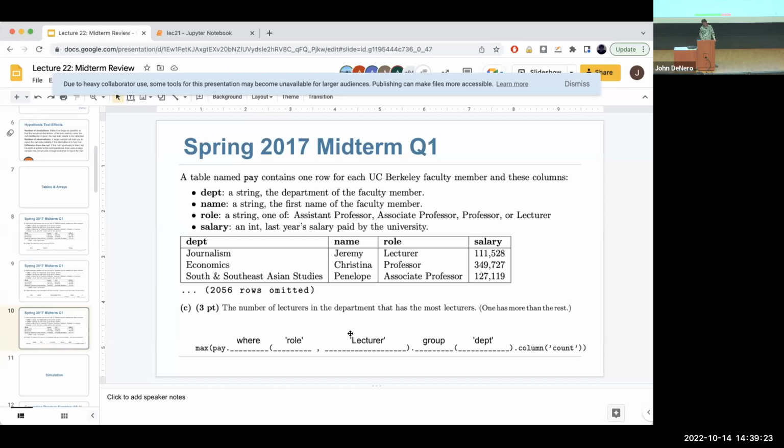Why didn't I group first and where later? After you group, you can't tell what people's roles are. So the only way to get this result is to where a table when you still knew what the roles were. Once you group, you've lost track of everything except for which department you're talking about and the count of the rows that had that department. So you have to do it in this order.